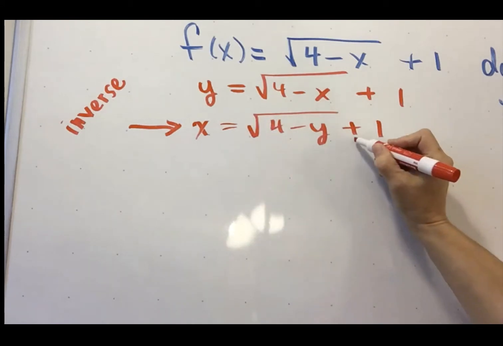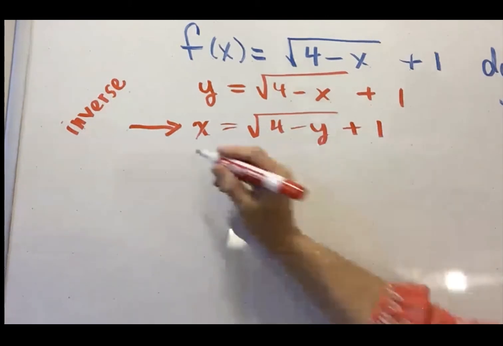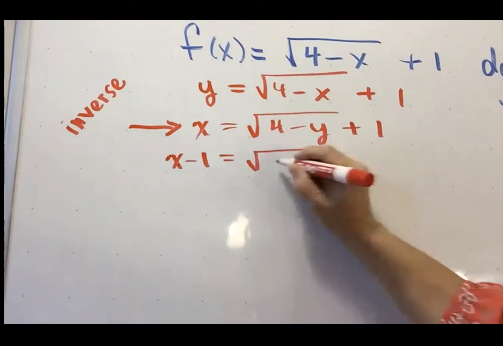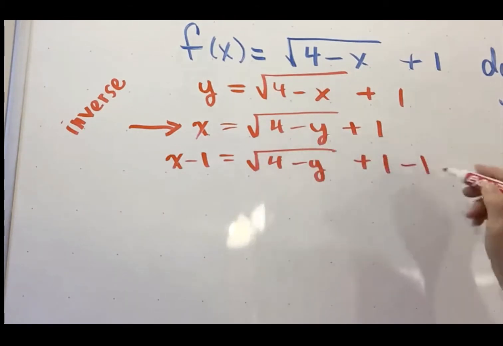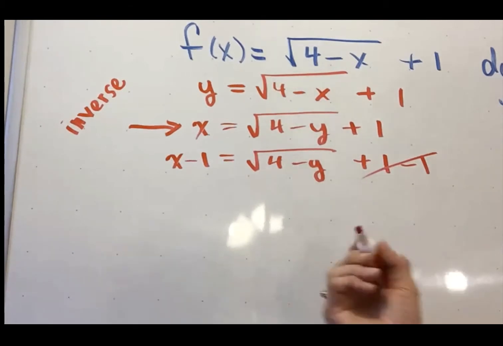So first of all, to get rid of the +1, what do we do to both sides? Subtract 1. So I'm going to go ahead and just write that in just for fun. So those cancel each other out. So now I need to get rid of the square root. So I do what to both sides? Square both sides.